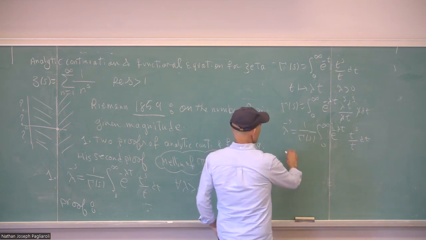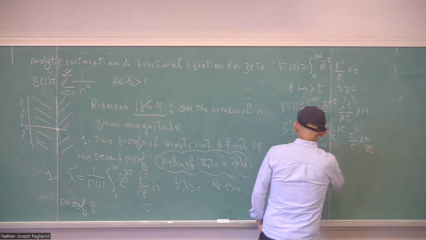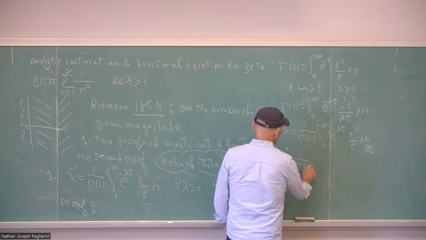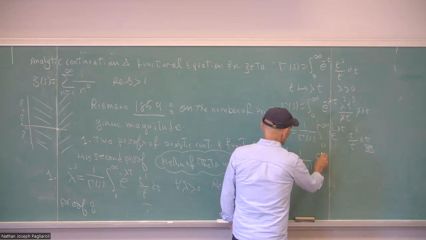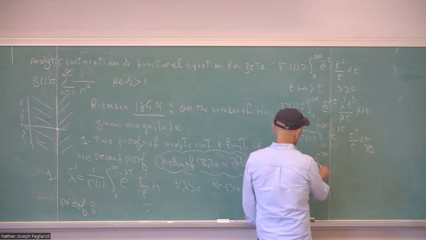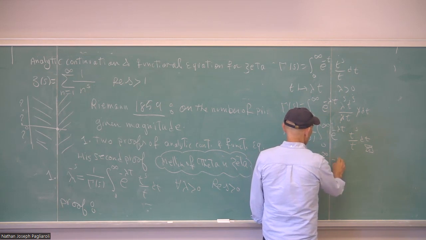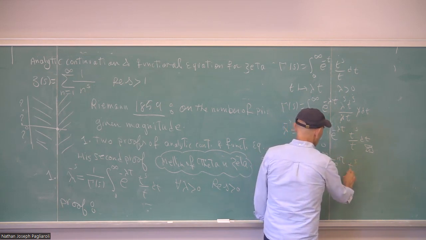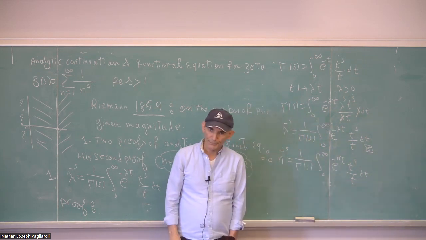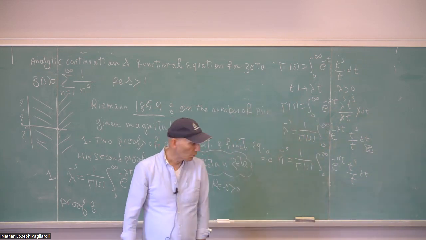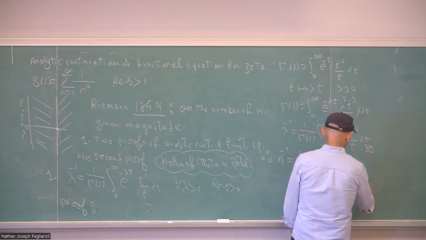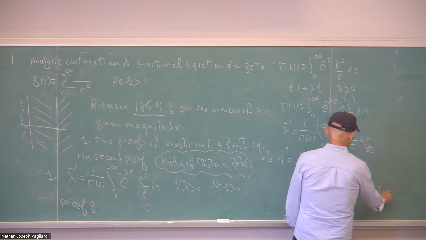So in particular, this is done. So in particular, n to the power minus s is equal to 1 over gamma of s, integral from 0 to infinity, e to the power minus nt, t to the s over t dt, right? So now what is that? That's for n equal to 1, 2, 3, and so on.